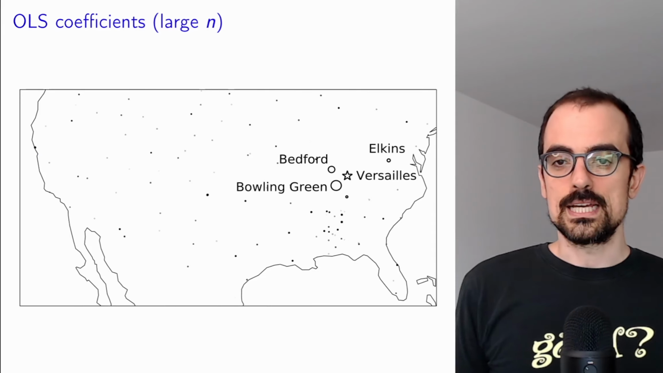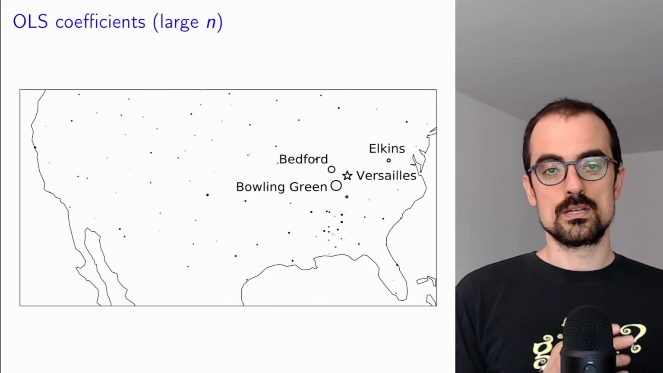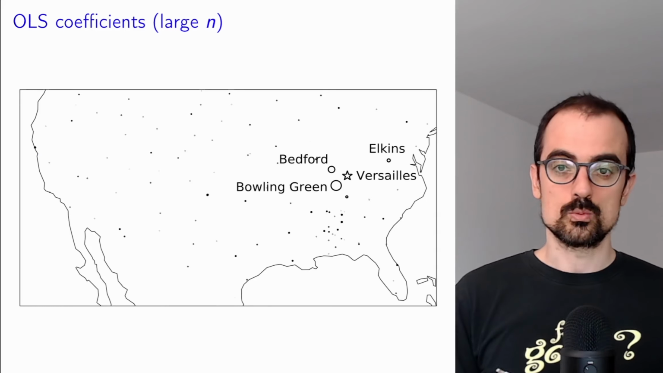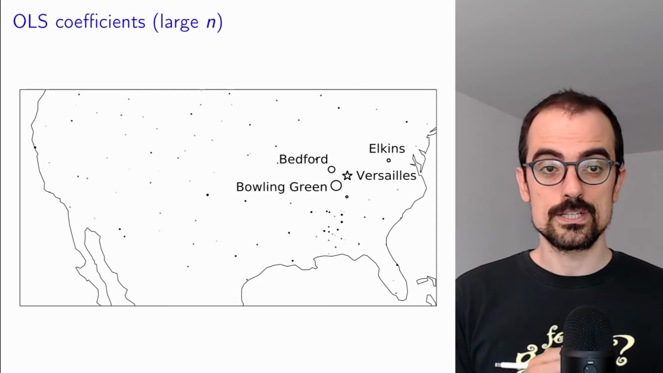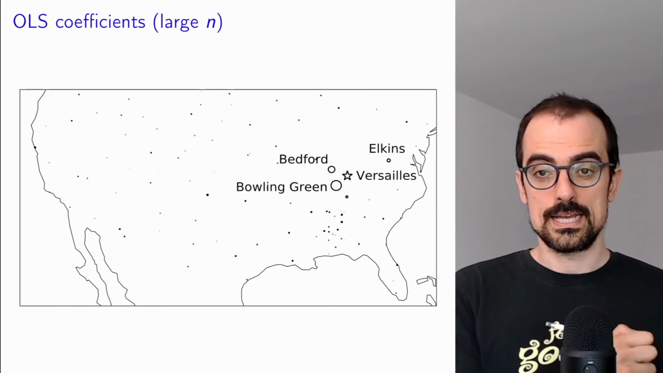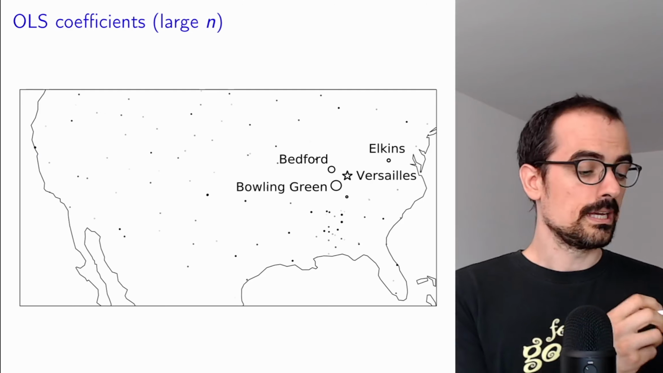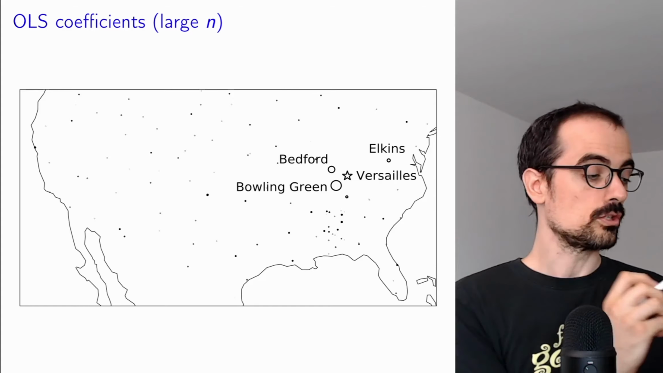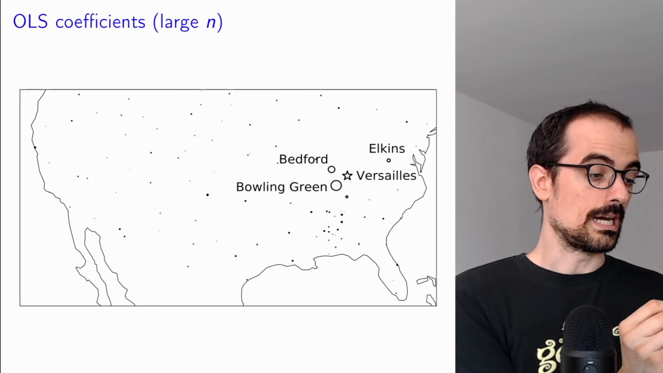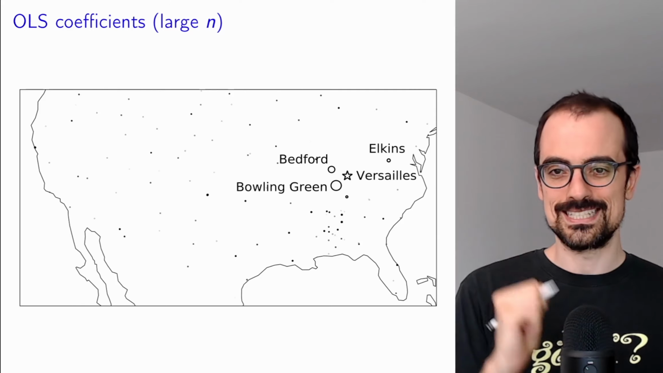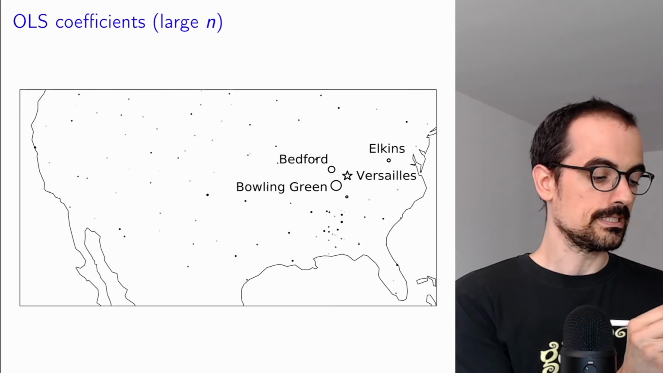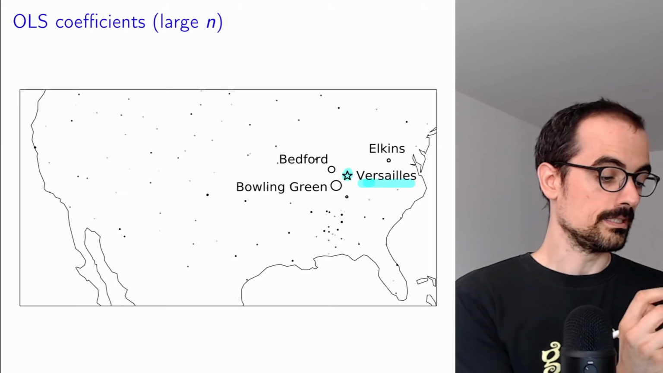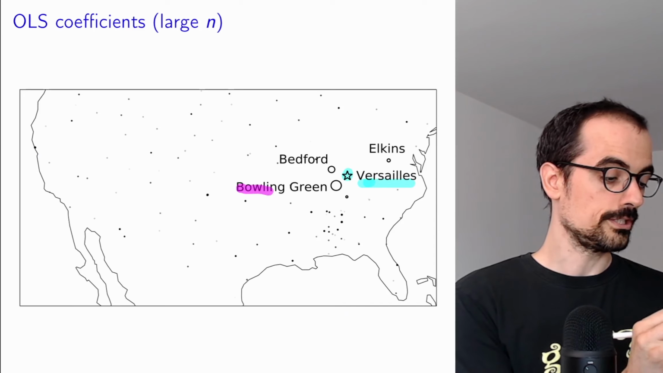If we have a lot of data and we compute the ordinary least squares model that we described before, this is what we see. Here I've plotted the coefficients of the ordinary least squares model as markers whose radius is proportional to the size of the coefficient, and they're situated at the location where these temperatures were measured. This is the response that we're trying to approximate. This is the largest coefficient at Bowling Green.